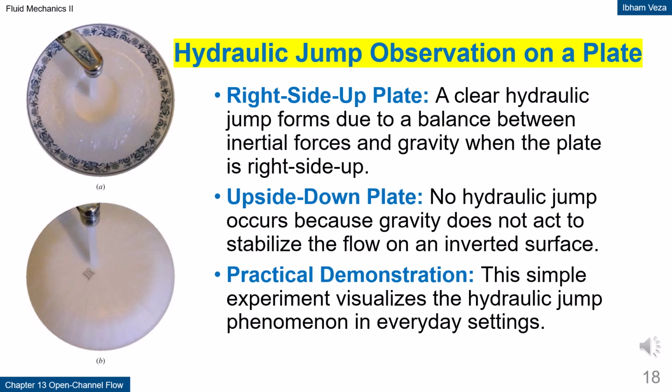Hydraulic jump observation on a plate. A simple experiment with a plate shows how a hydraulic jump can form naturally. On a right side up plate, gravity helps create a clear hydraulic jump. On an upside down plate, this phenomenon does not occur because gravity no longer stabilizes the flow. This difference shows the important role of gravity in the formation of a hydraulic jump. This example makes it easier to visualize a concept that is often abstract.